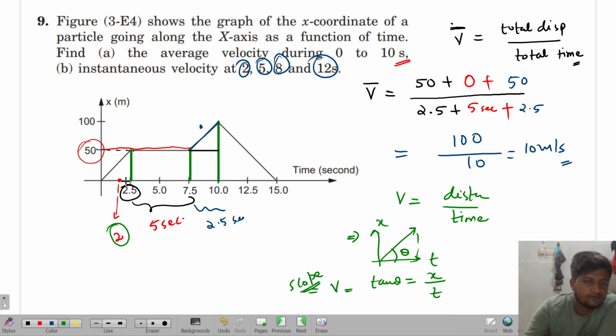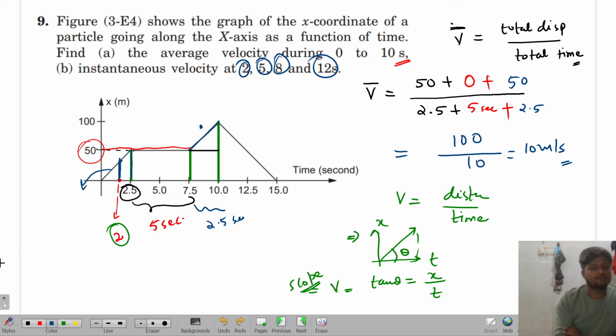So now look over here, from 1 to 2.5 seconds, whatever triangle you draw over here, whatever triangle I'm going to draw, what is going to happen? The velocity of the body is going to be constant. Why?